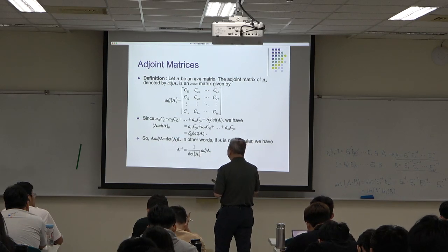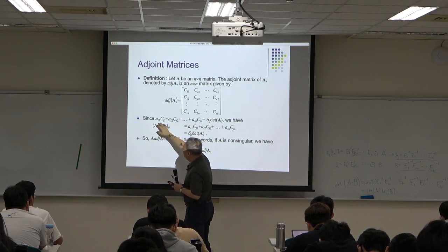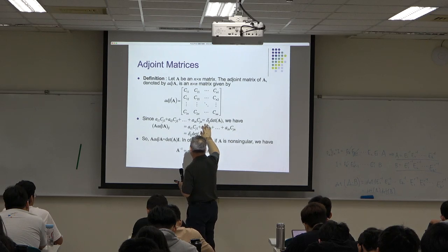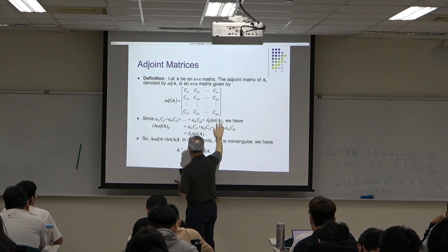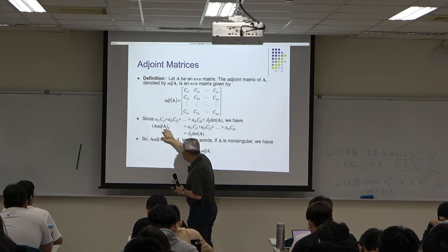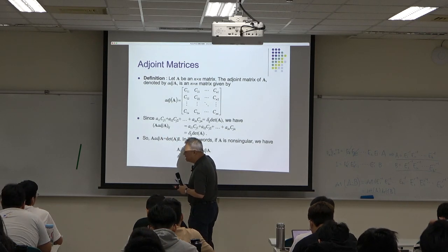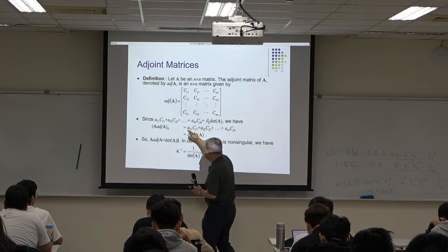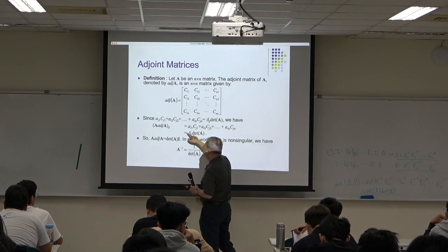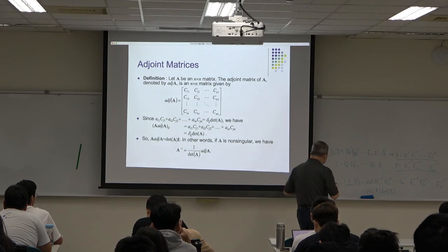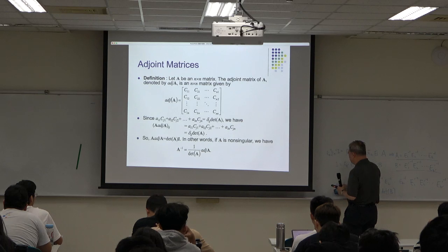So since Ai1 Cj1 plus Ai2 Cj2, and so on, plus Ain Cjn equals delta ij determinant A. We know that. So A times adj A, if we consider the ith row, jth column, it's going to be exactly that. That's going to be delta ij determinant A. So, in other words, let me get rid of this.